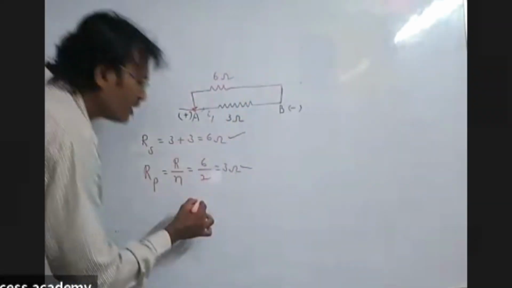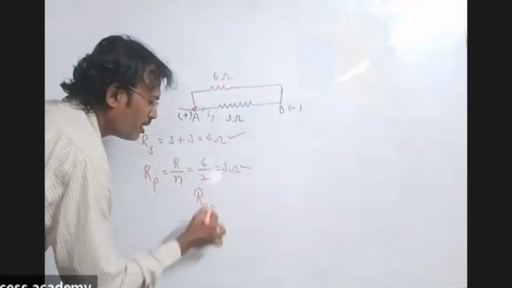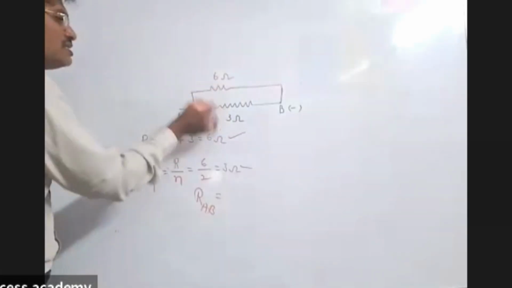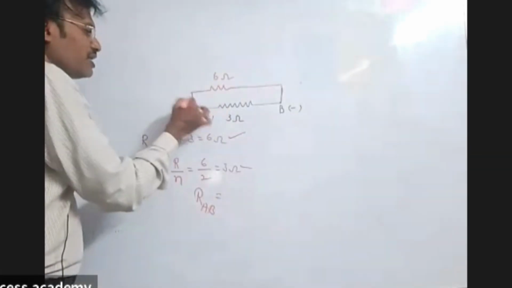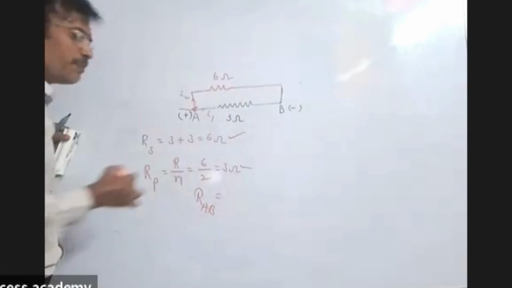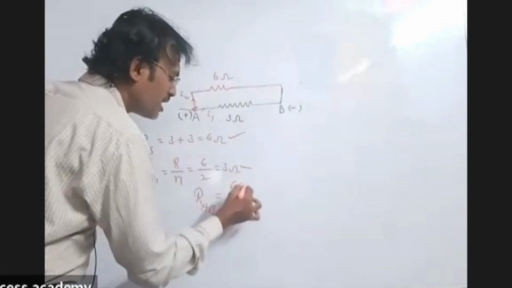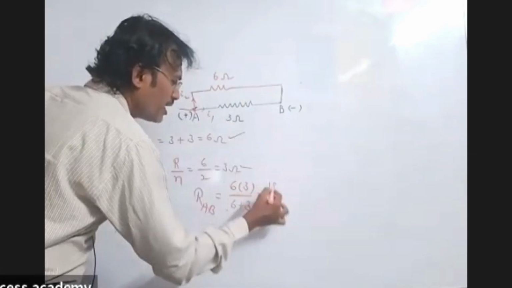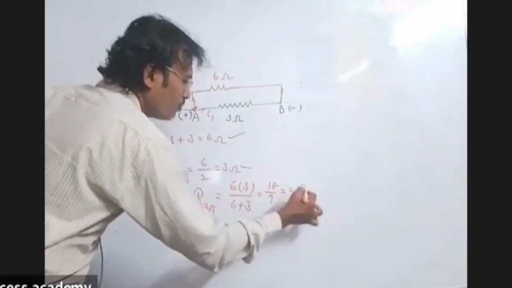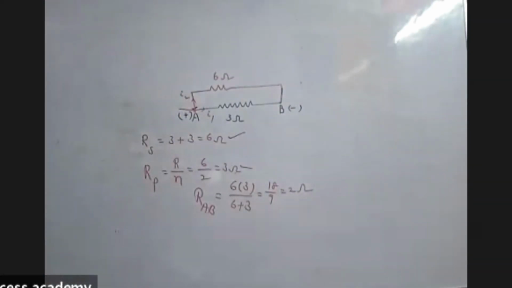Finally, we need to calculate RAB. RAB is this 6 ohm and 3 ohm. These two are in parallel. Why? Because currents are dividing here, I1 and I2. Thereby, 6 into 3 by 6 plus 3, R1 R2 by R1 plus R2, which is 18 by 9, and the answer is 2 ohm. The answer is 2 ohm. Got it?